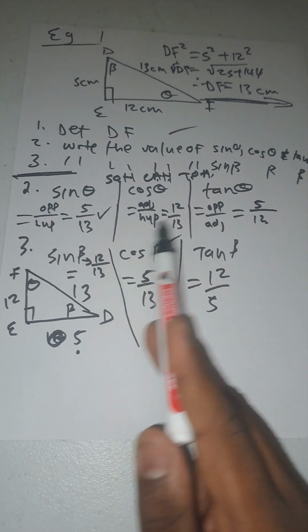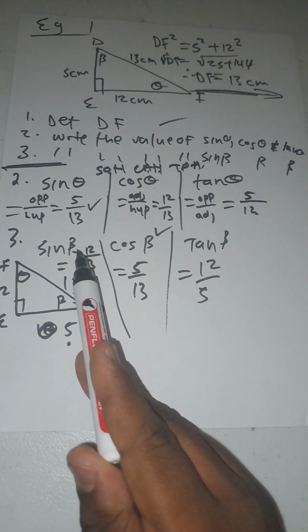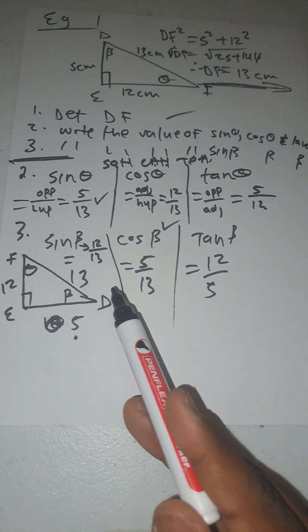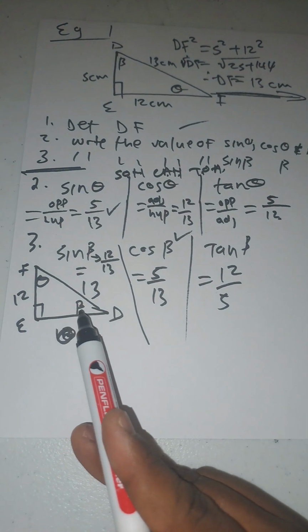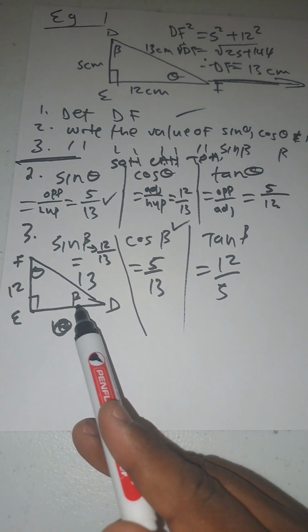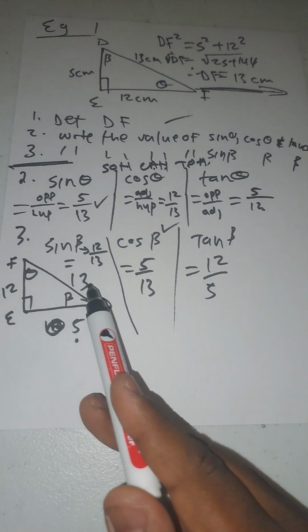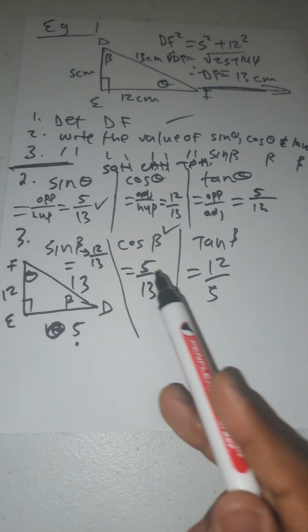Now, the third question was saying they want sine beta, meaning that you had to change the triangle. You can flip it, so you simply had to make beta the main angle there and then change some few things, and that's how I got my answers.